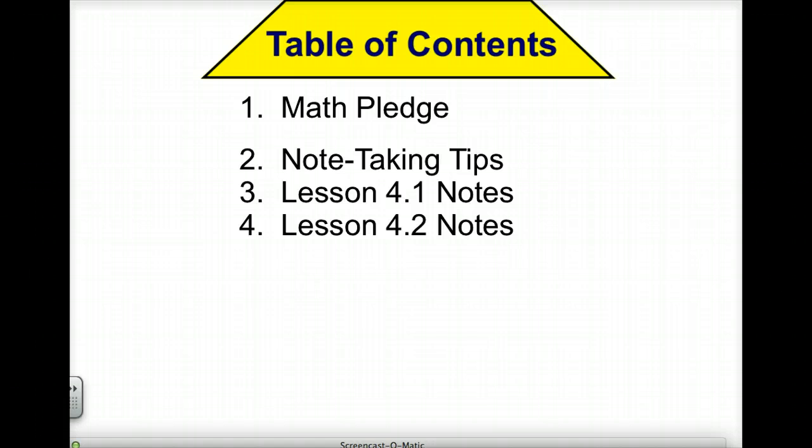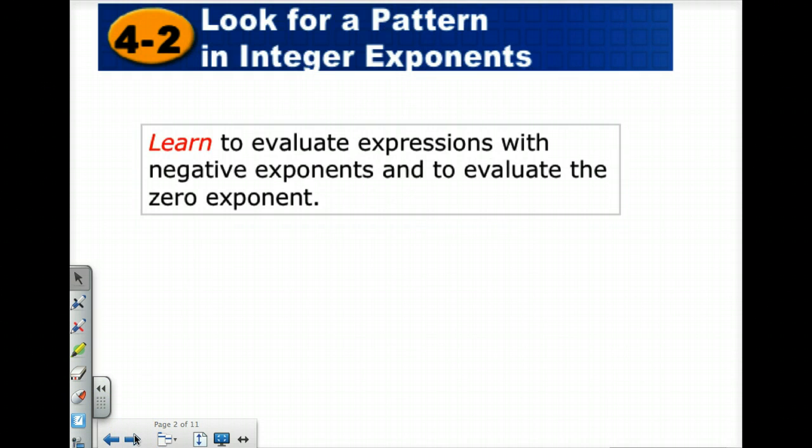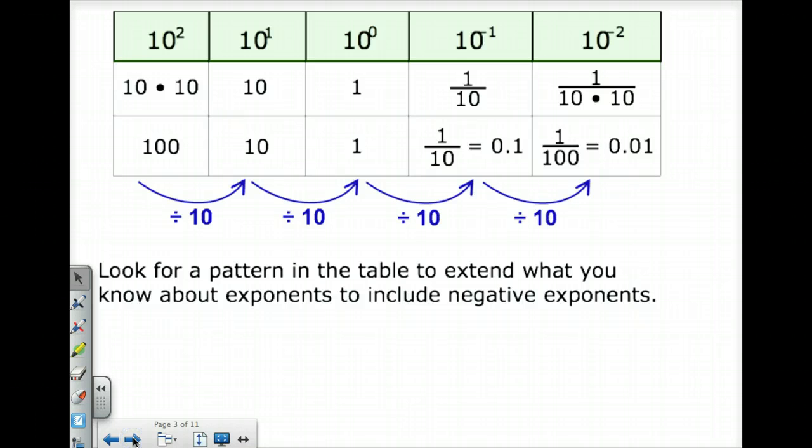Today we are going to be working with lesson 4.2, which you will be learning all about looking for a pattern in integer exponents. So we are going to be having exponents that are negatives, and we will also learn to evaluate when we have a 0 as our exponent. Take a look at your notes at the top of the page. Look for a pattern in the table to extend what you already know about exponents to include negative exponents.